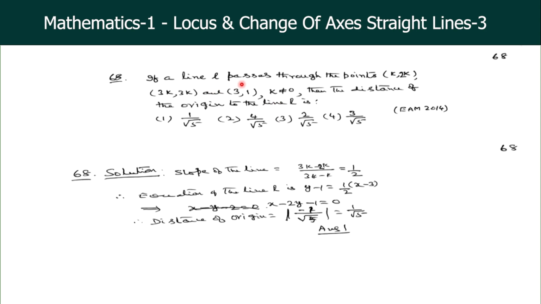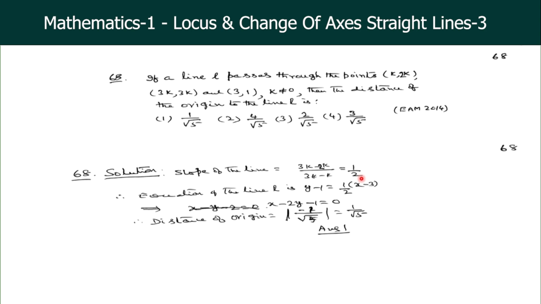Now, if a line L passes through the points (k, 2k), (3k, 3k) and (3, 1), k not equal to 0, then the distance of the origin from the line L is: (1) 1/√5, (2) 4/√5, (3) 2/√5, (4) 3/√5. This is EAPCET 2014. Now, the slope of the line is the same, because it passes through (k, 2k), (3k, 3k) and (3, 1). So the slope of the given line is (3k - 2k)/(3k - k), which is equal to 1/2.